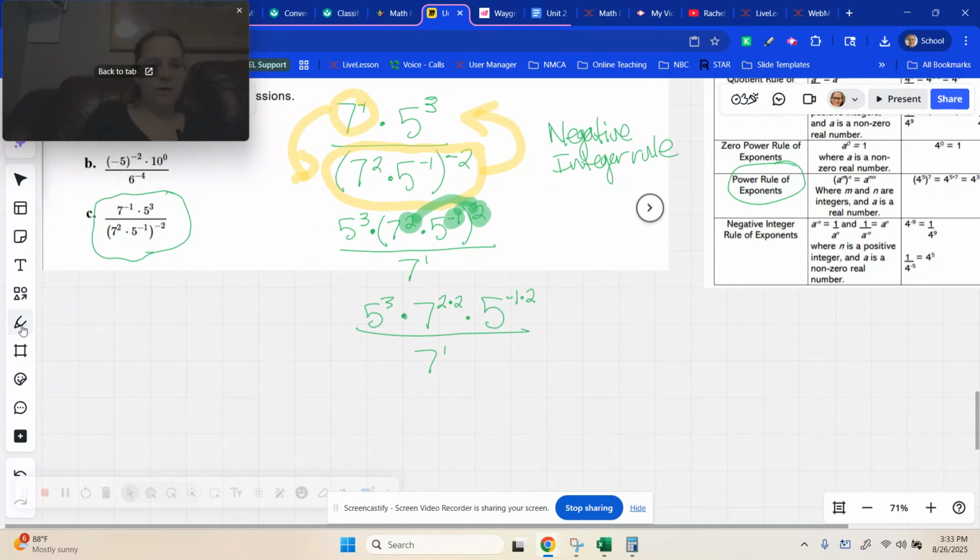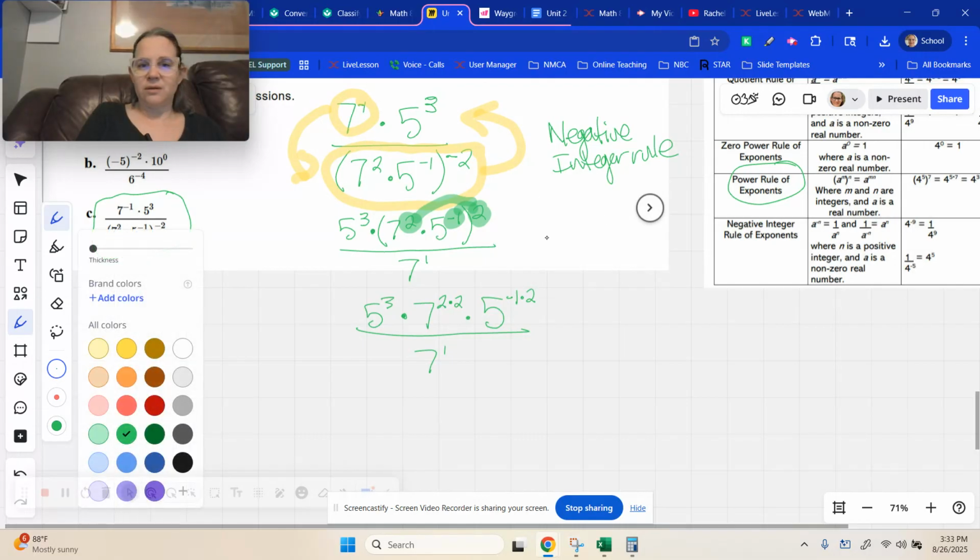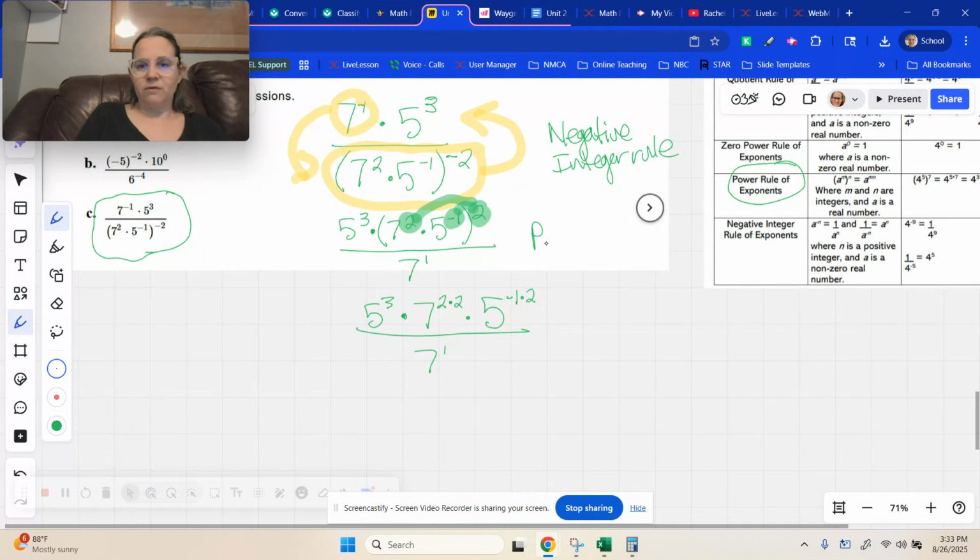And then let me write what rule that was. This was the power of a power rule. Okay, so now I have 5 to the third times 7 to the fourth. Oops, that doesn't look like an exponent. Let me just rewrite that. I don't want to think it's a 74. Times 5 to the -2nd power over 7 to the first power.